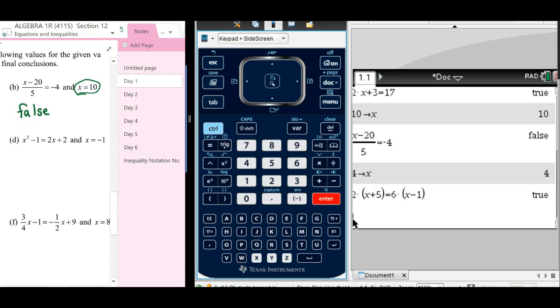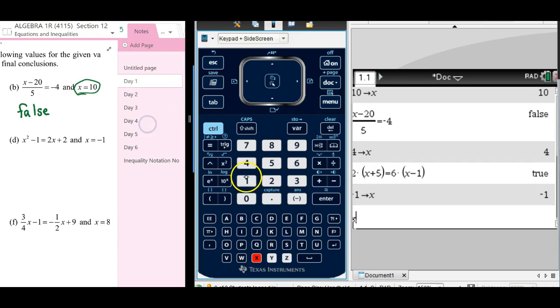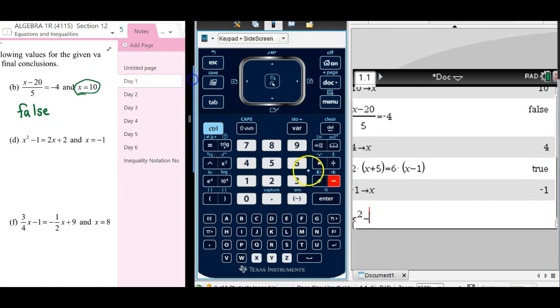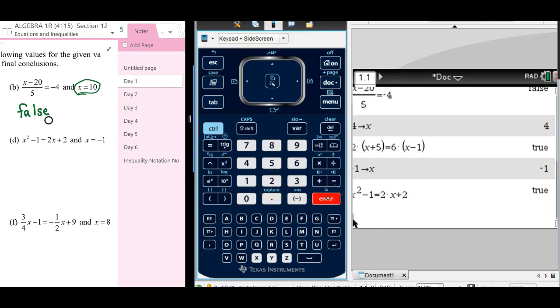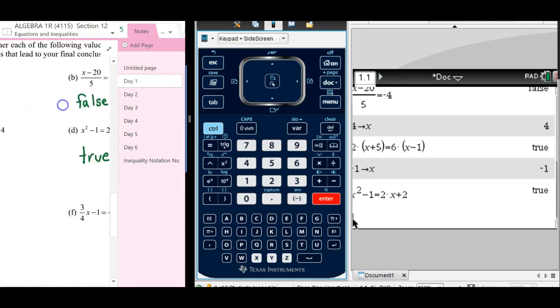Letter D gets a little bit more complicated. It says x squared minus 1 is equal to 2x plus 2 when x equals negative 1. Remember, the negative or a minus in front of a number tells us that it's a negative number. And I'm literally going to type in x squared minus 1 equals 2x plus 2. Enter. That one is also true. Which means if I plug in a negative 1 to that equation, those two quantities are equal.